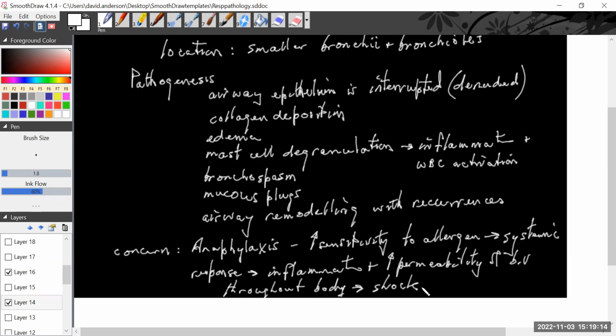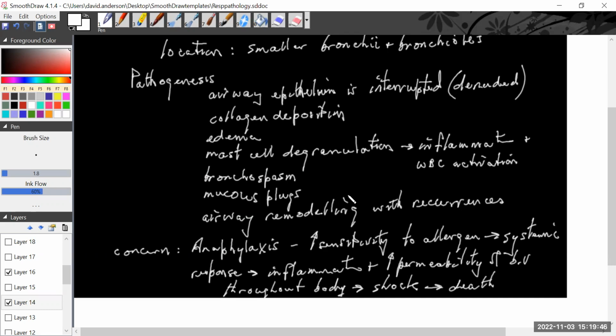Which is shock. Shock is all about blood pressure dropping to a level that can't be compensated for, and it becomes life-threatening. So in anaphylaxis, you're going to have the same sort of extreme response in the respiratory area: bronchoconstriction, mucus plugs, and systemic-wide permeability, giving rise to a drop in blood pressure if it's significant, loss of cardiac output, and death becomes a real possibility.